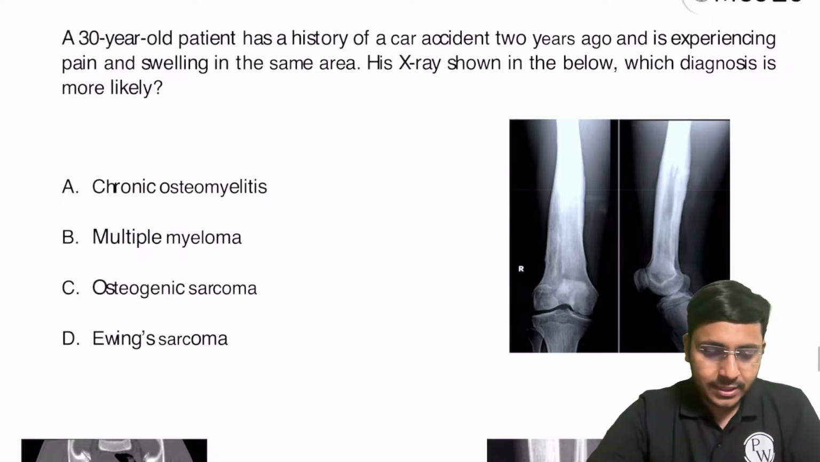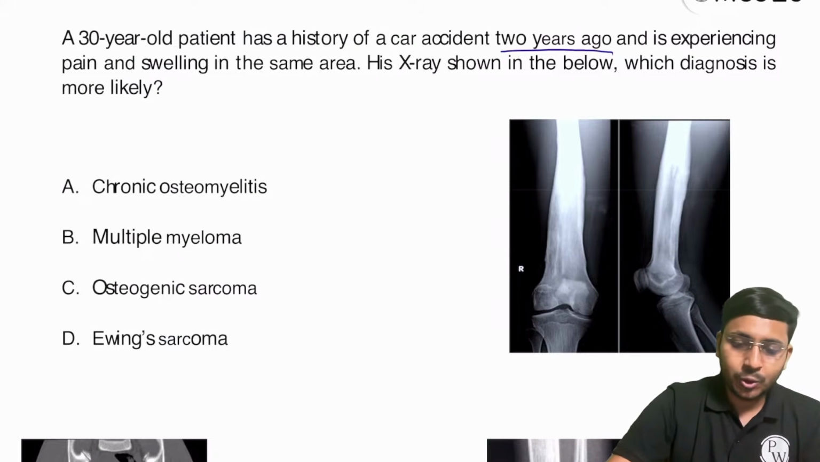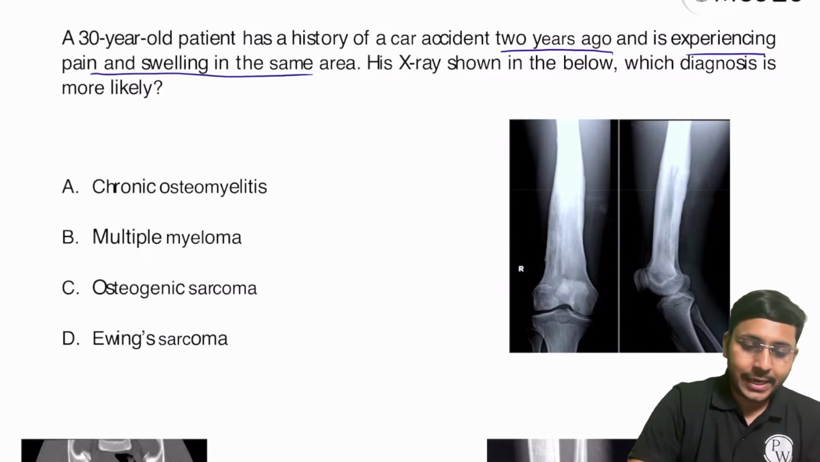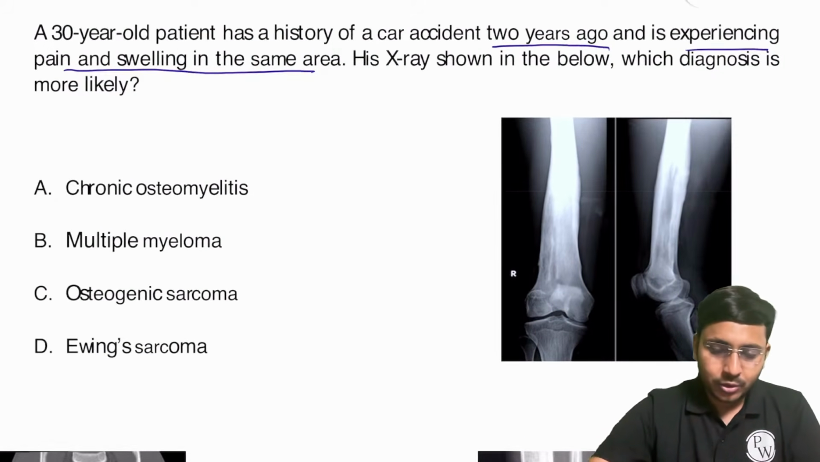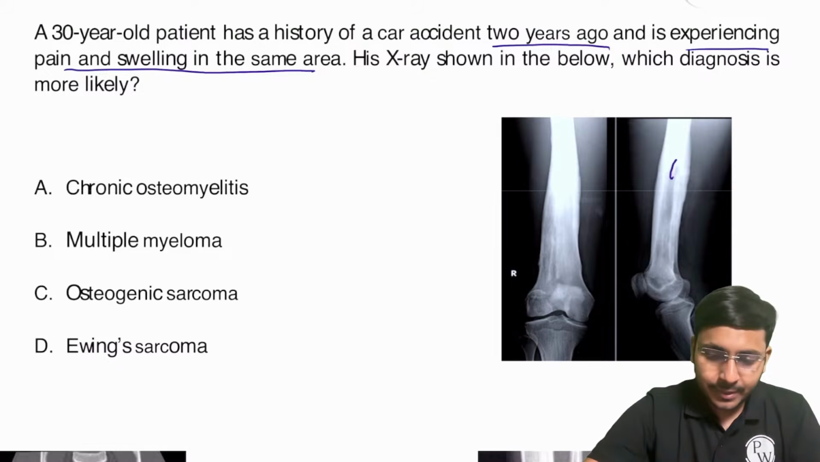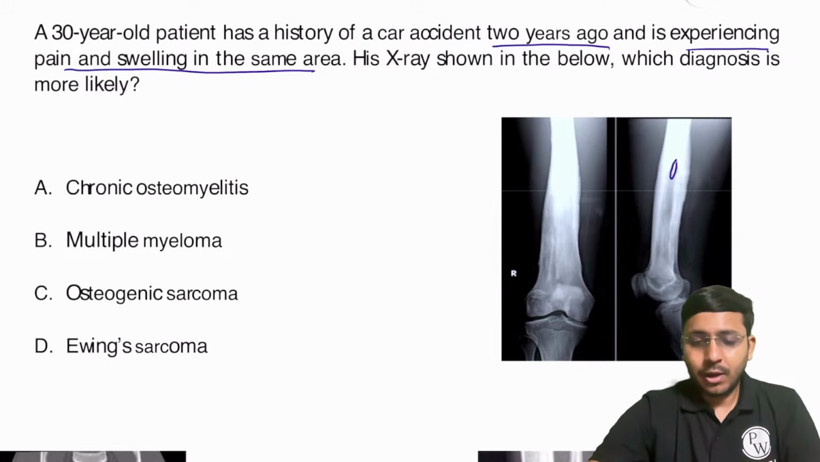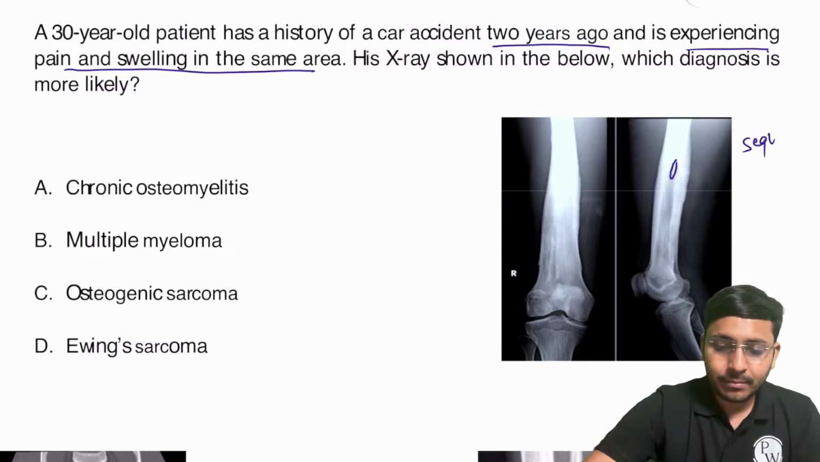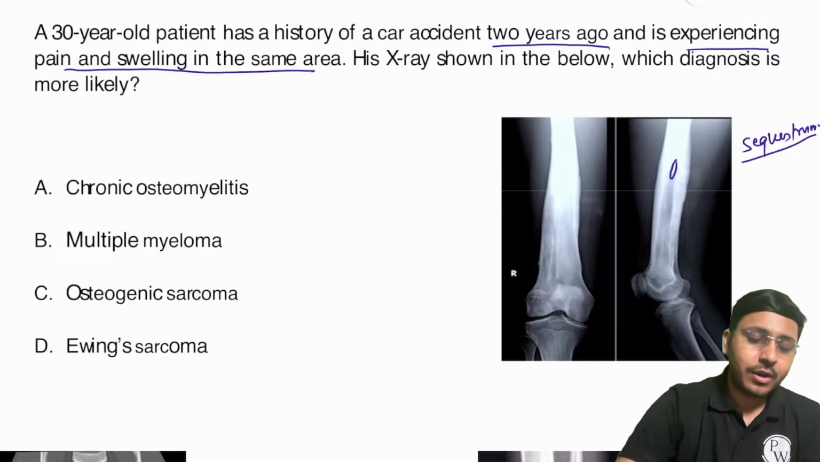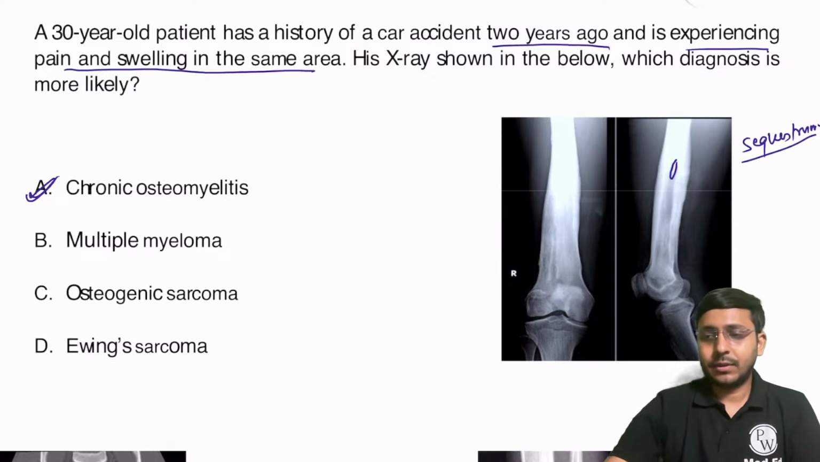Chalo, a 30-year-old patient has a history of car accident 2 years ago and now is experiencing pain and swelling in the same area. His X-ray is shown below. What is the diagnosis? So on the X-ray, what do you see? You see a separate bone lying within the bone. Whenever a bone is lying within the bone, this is a sequestrum. And sequestrum is the hallmark of chronic osteomyelitis.